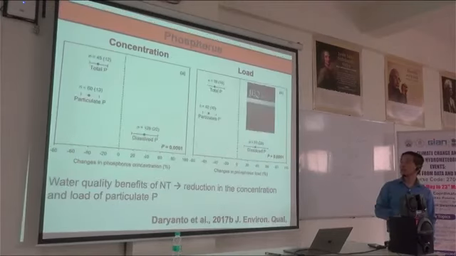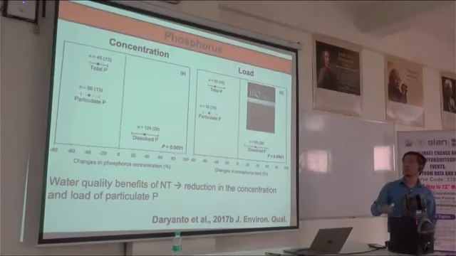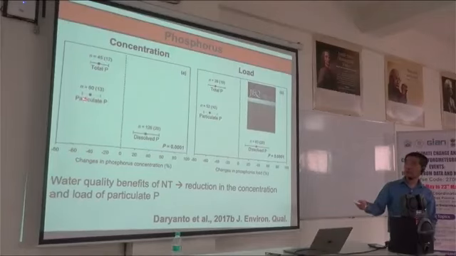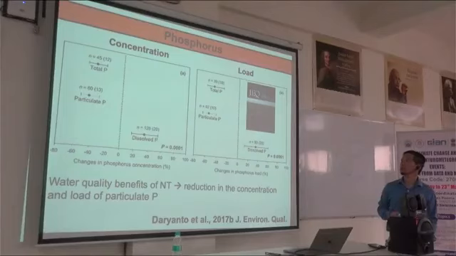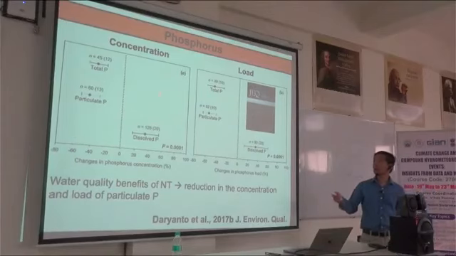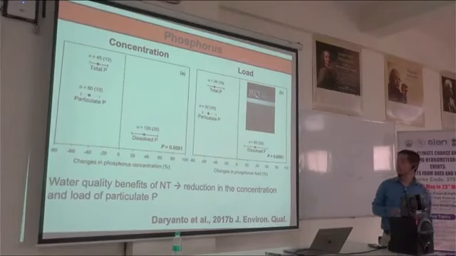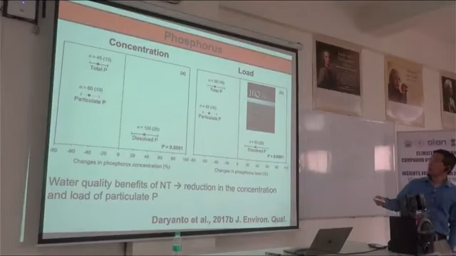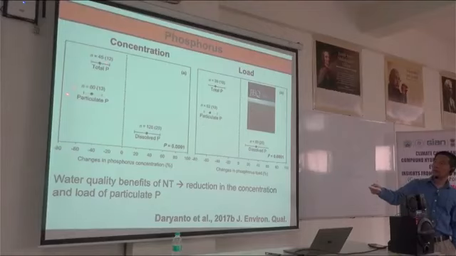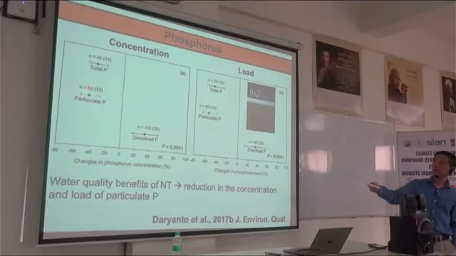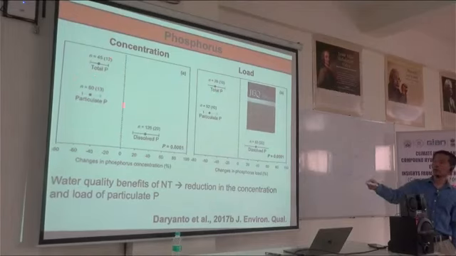So for phosphorus, there are different forms of phosphorus. You could have a total phosphorus, you could have a particulate phosphorus, but also you can have a dissolved phosphorus. So we look at them separately, but we also look at concentration and load separately. You can see in terms of concentration, right? The total P and the particulate phosphorus actually have a lower concentration under the no-till treatment, right?